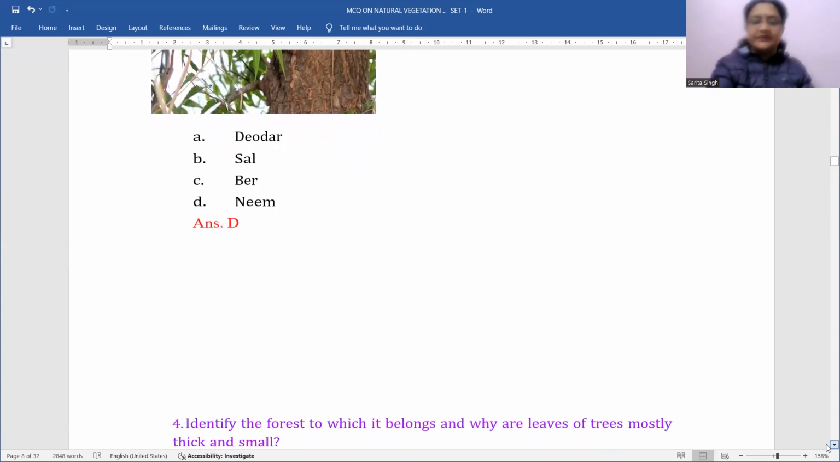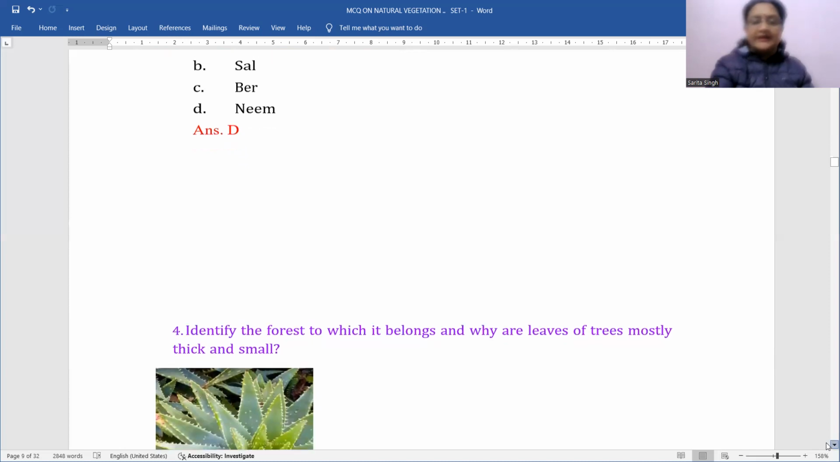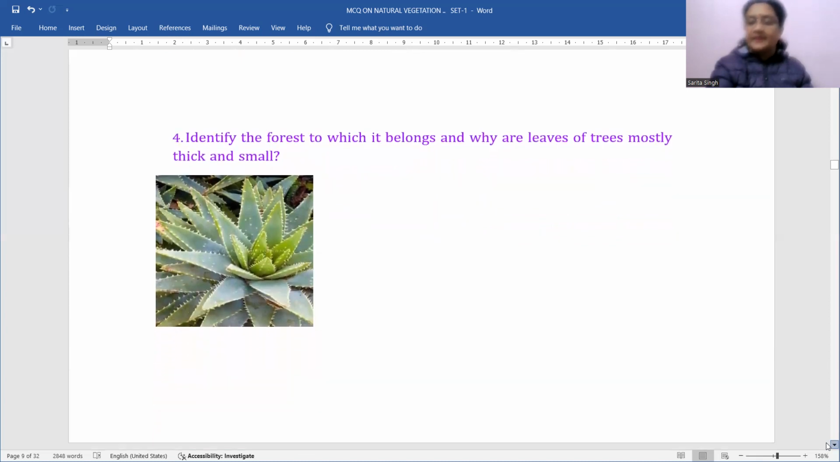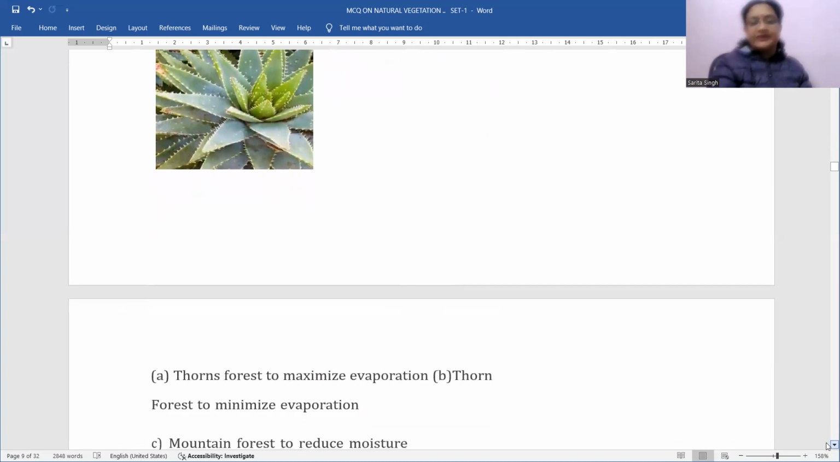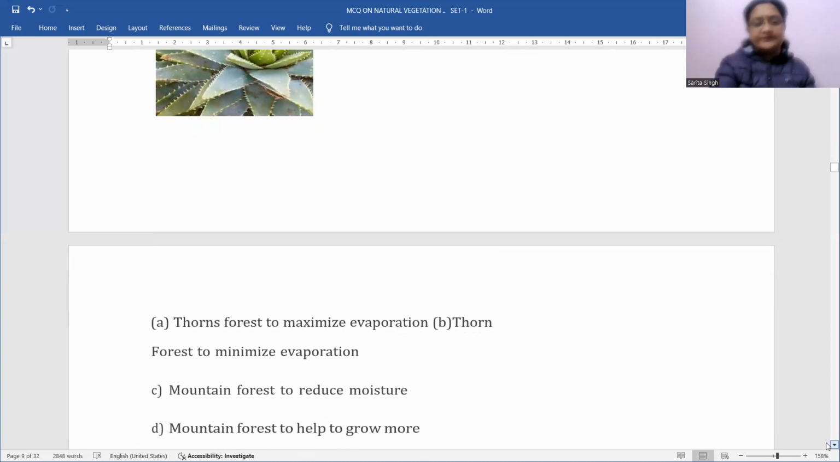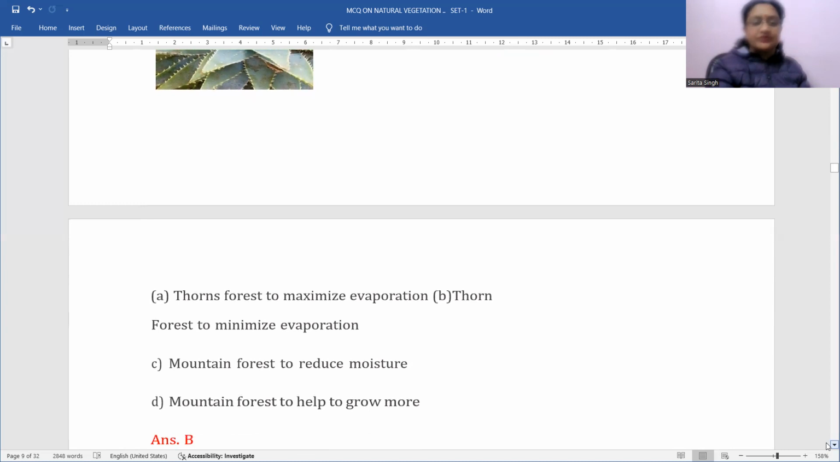Now, next one is identify the forest to which it belongs and why are leaves of trees mostly thick and small. Yes. Identify the forest to which it belongs. This is actually the desert type vegetation. Okay. Then next question is thorn forest to maximize evaporation. Thorn forest to minimize evaporation. Then mountain forest to reduce moisture. And number 4 is mountain forest to help to grow more.